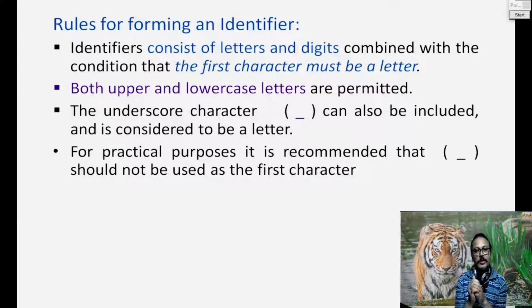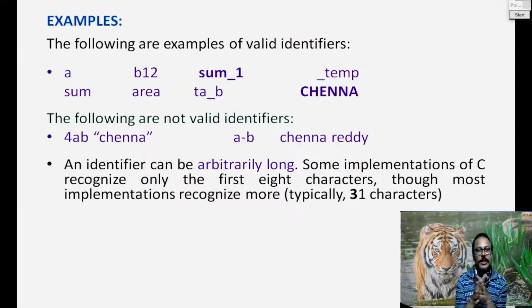So use natural names. That's all. Not complicated. Some examples you can see here. A is a valid identifier. P12 is a valid identifier because it starts with a letter and consists of only letters and digits. Suppose it is 12B, it's not valid because it is not starting with a letter. 12B starts with 1, so that is not a valid one.